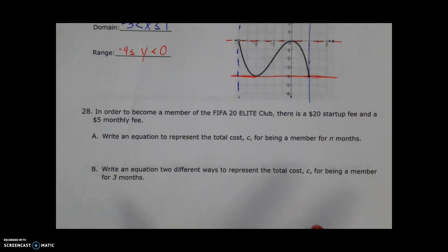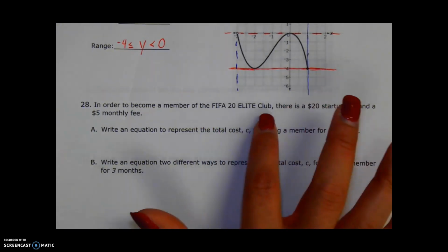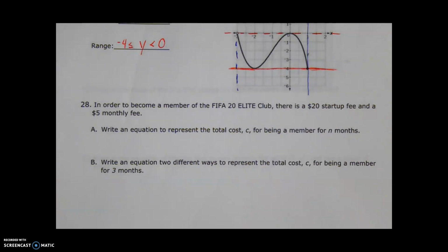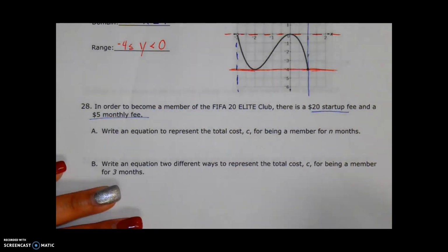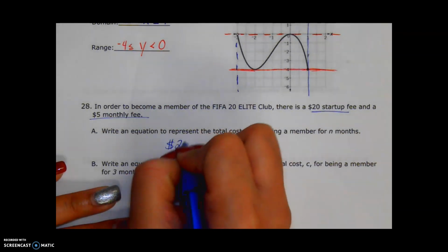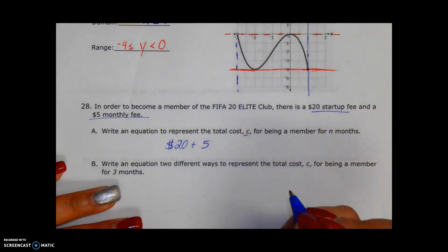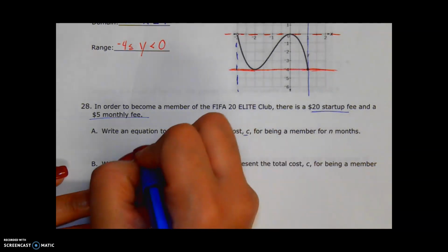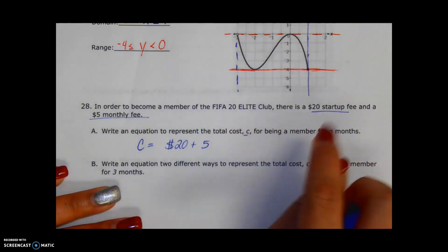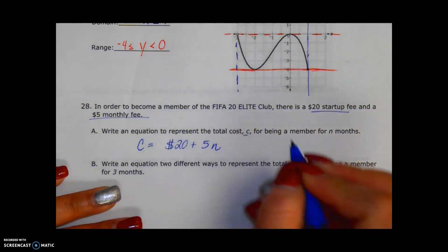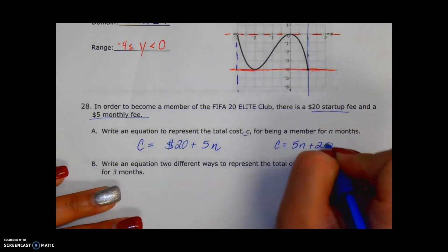All right. Next one, in order to become a member of the FIFA 20 Elite Club, there's a $20 startup fee. That's some important information. And a $5 monthly fee. So it sounds like it's going to be $20 plus $5. C, I guess, is the number that they want to use. So cost is going to be $20 plus 5 times n number of months. So we'll say C is equal to 5n plus 20.